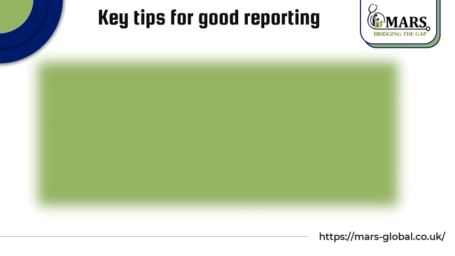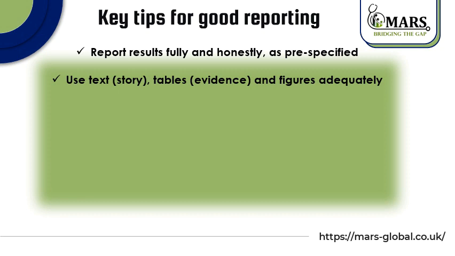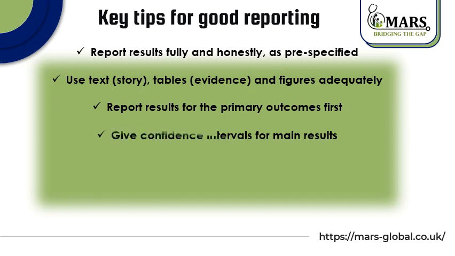We need to report results fully and honestly, as pre-specified. We need to use text, tables, and figures appropriately. The textual portion typically follows a logical sequence because it tells a story, and the tables and figures act as evidence. We need to report results for primary outcomes first, and we need to give associated confidence intervals for those main results.